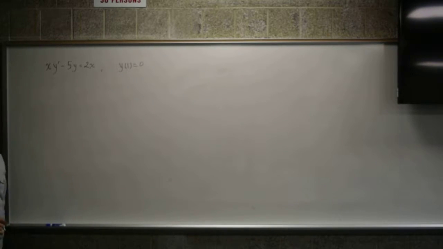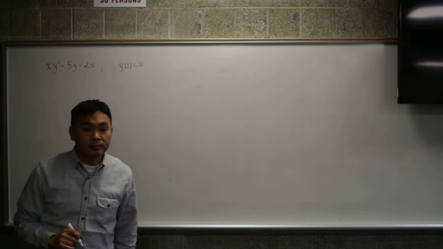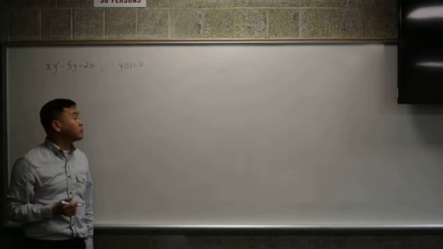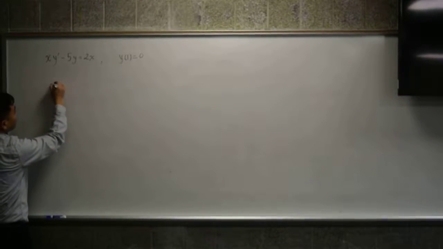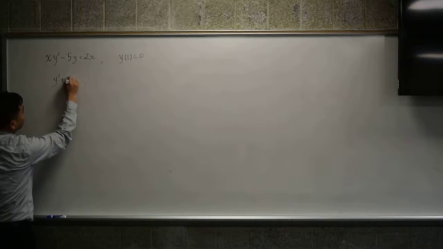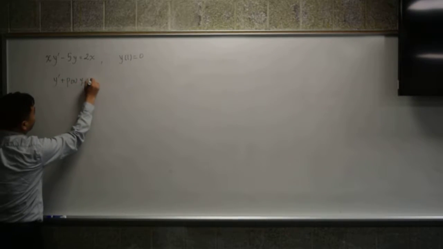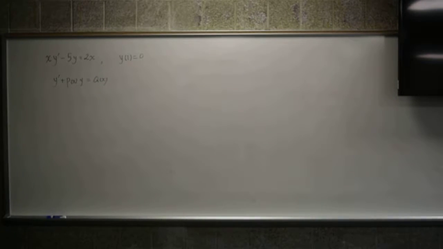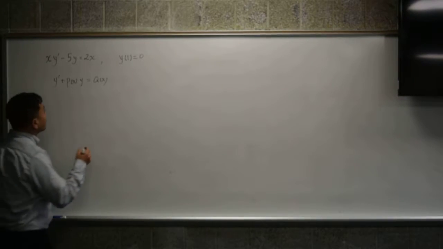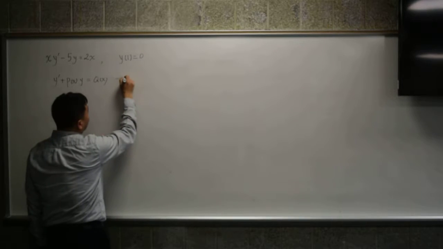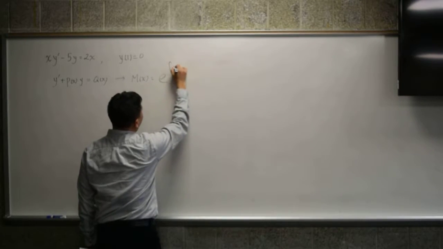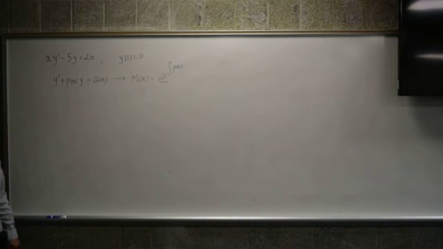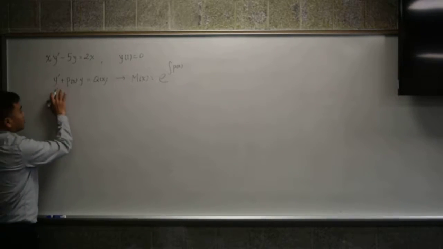Okay, so you have a first order linear differential equation. First order linear differential equation here. And remember, the formula is if you have y prime plus p(x) y equals q(x), then you write your m(x) as e to the integral of p(x). That was the formula, right? And you multiply that to here.